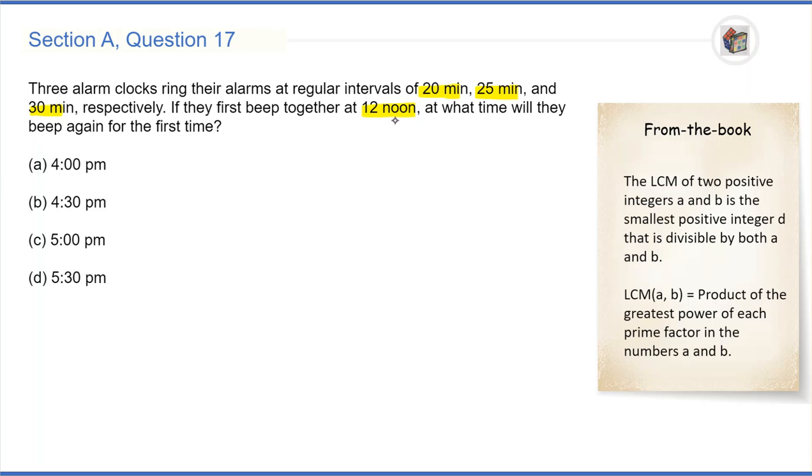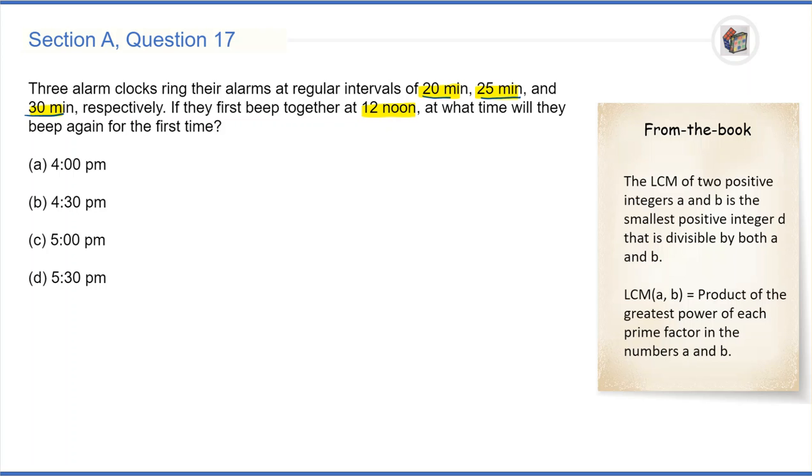So they're not going to be together throughout, right? Because if you start at 12, then the first alarm will be 12:20, 12:40, then 1. But the second alarm is 12:25, 12:50. So it's not the same every time. We have to see when will they be the same really. So we are looking for that one multiple which is common to all three of these. That's when all of the alarms will reach at the same point.